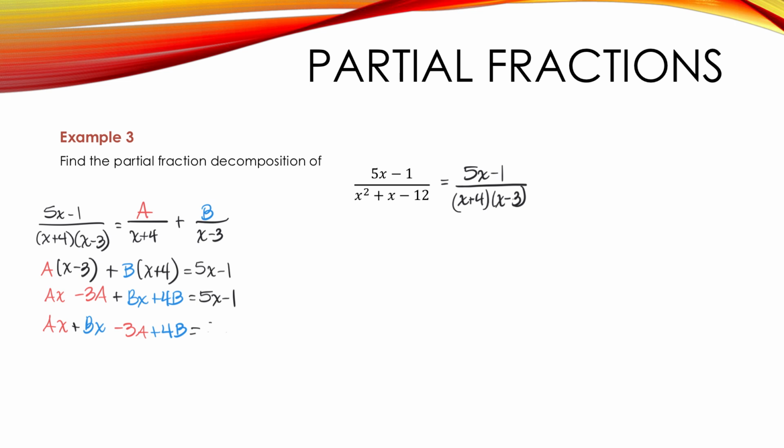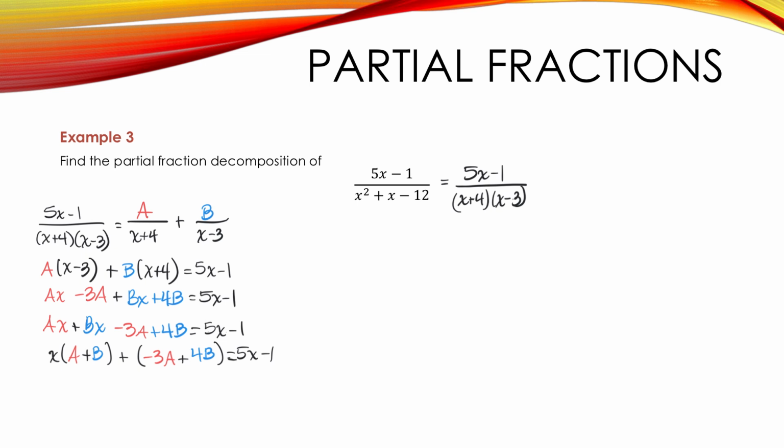Now, the nice thing is we do have an x term and we do have a constant, so neither of those will be 0 this time. Let's combine and factor out those like terms. So we have our x times our a plus b. And then for our constants, again, I'm just going to put them in parentheses like we did before, just to make it easier to find. We get negative 3a plus 4b. And this all equals 5x minus 1.